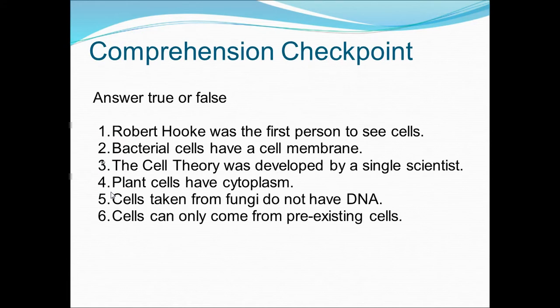So on your assignment, you'll see these 6 true or false questions. Number 1, true or false, was Robert Hooke the first person to see cells? Number 2, bacterial cells have a cell membrane. Think about what we just talked about. Number 3, the cell theory was developed by a single scientist. 4, plant cells have cytoplasm. 5, cells taken from fungi do not have DNA. And 6, cells can only come from pre-existing cells. Once you've answered true and false to each of those, then move on.